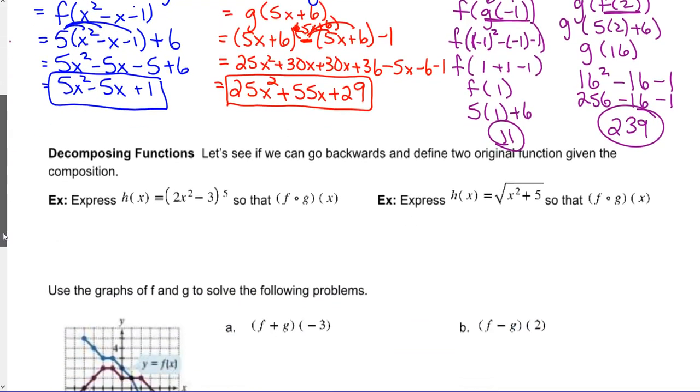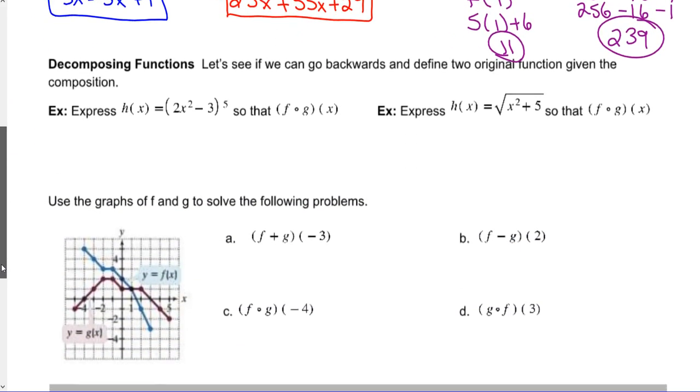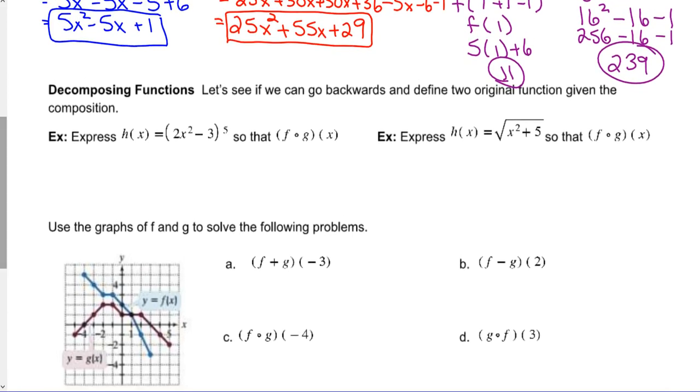All right, now what about decomposing functions? That's kind of going backwards. And so let's see if we can go backwards and define two original functions given the composition. Now I will tell you that there could be multiple answers on these types of problems depending on what's given to you. But we are given this h function and we have to determine what f and g are.